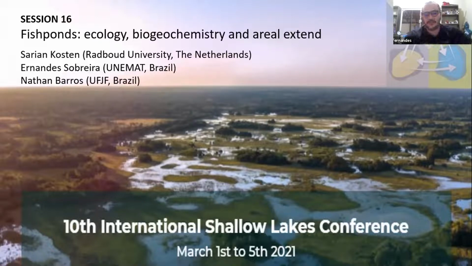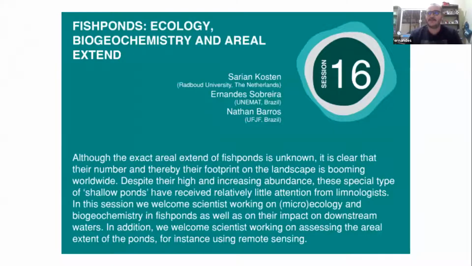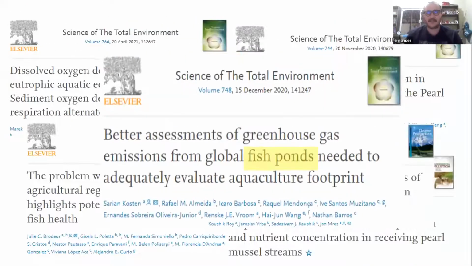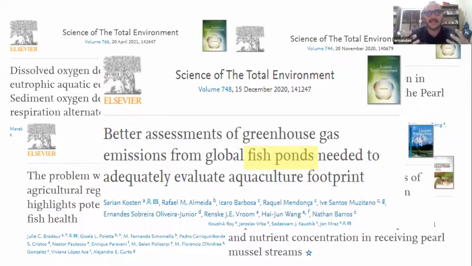In this session 16, we talk about fish ponds. First of all, why fish ponds? This is the abstract of the session. We thought that fish pond is the literal translation of shallow lakes, because it's shallow and not so deep. You cannot maintain fish in much deeper water. So we go for these fish ponds that are a clear shallow lake translation.